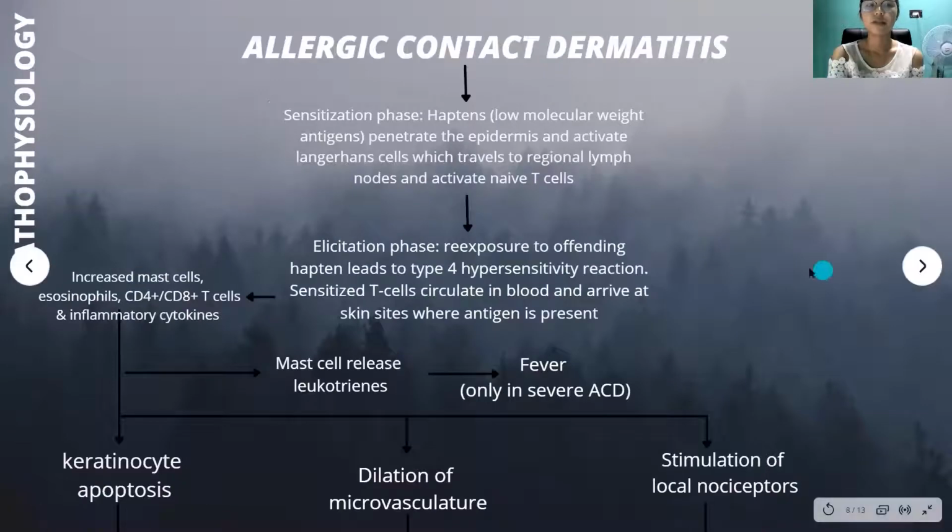Next is the pathophysiology of allergic contact dermatitis. The first phase is sensitization. When this happens, the low molecular weight antigens penetrate the epidermis and activate Langerhans cells, which travel to regional lymph nodes and activate naive T cells.